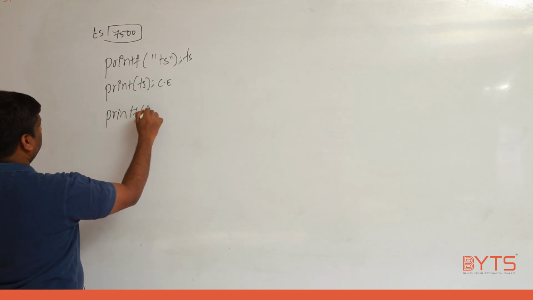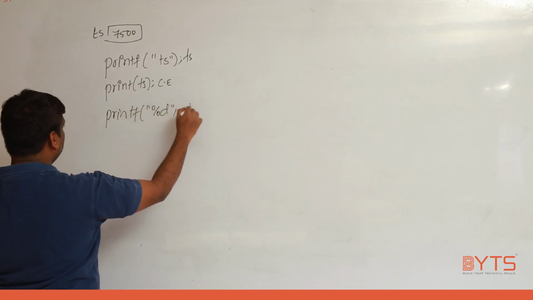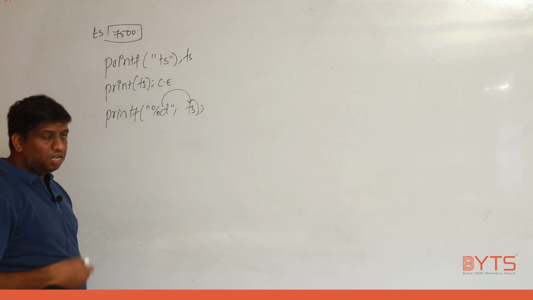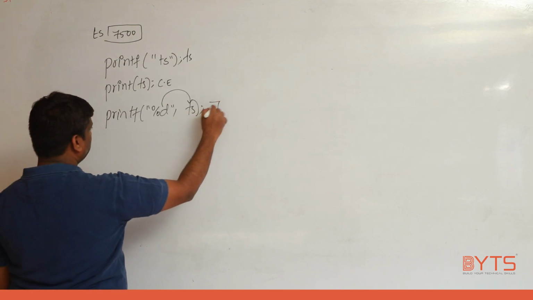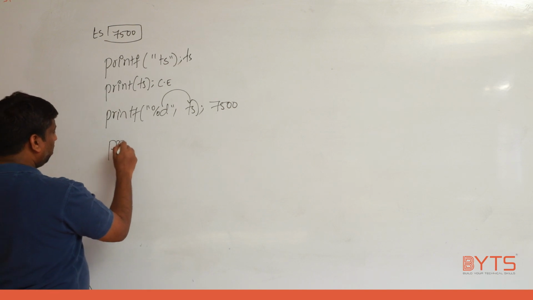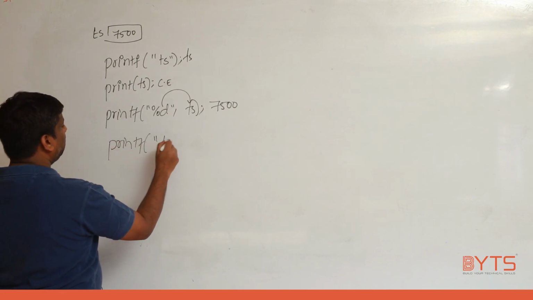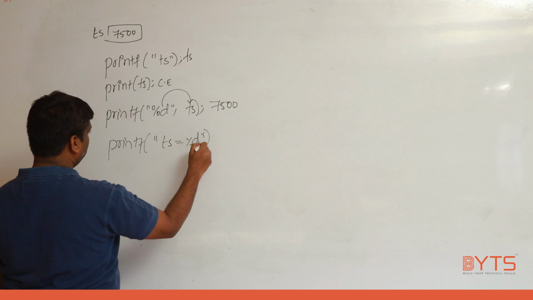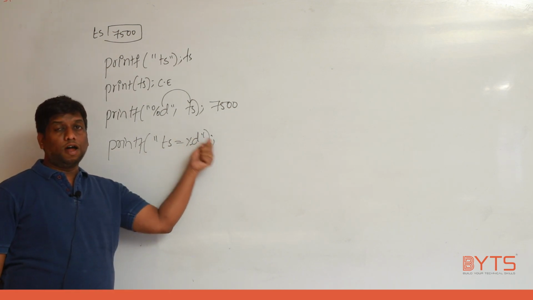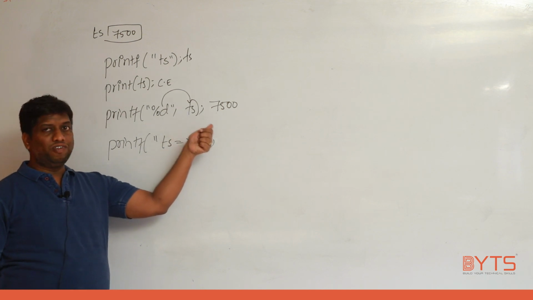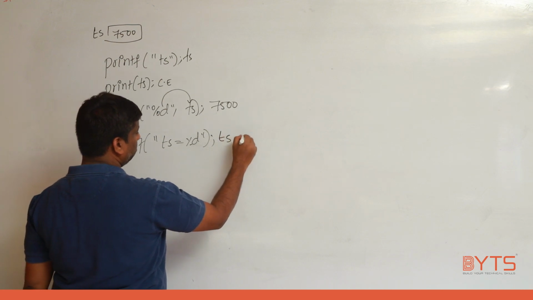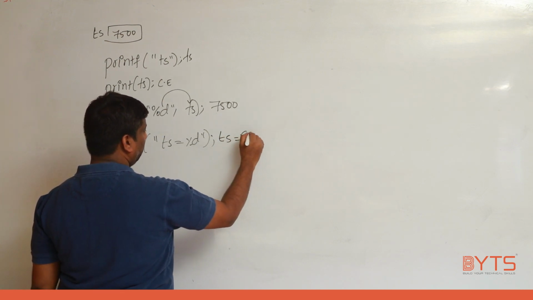So how do you write that? Printf percentile D, TS. Now what is the answer? Percentile D is replaced with the TS value. What is the TS value? 7,500. TS means total salary. We assumed that way. Printf, for example, if you write TS is equal to percentile D, now what is the answer? TS is equal to 7,500 or TS is equal to garbage value? The first format specifier will match with the second argument. There is no second argument at all, right? So that is the reason the answer is TS is equal to garbage value.